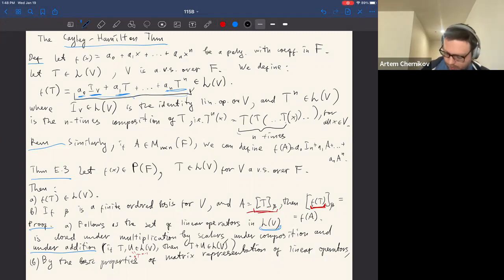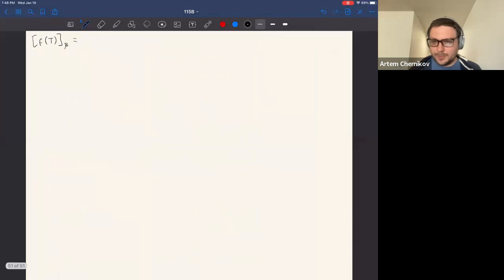All right. So let's go back. Okay, cool. When we write a power for an operator, it's just composition. That's the usual notation that we use. So let's go back. We are trying to understand this matrix. So let's just write the expression for f(T) given by the definition. This is a0 times I_V plus a1 T plus etc. plus an T^n, which is T composed with itself n times. Okay, so we need to understand what the matrix representing this operator looks like.